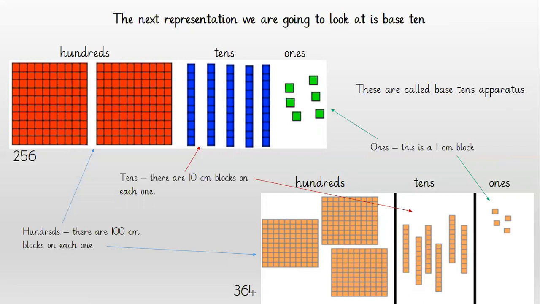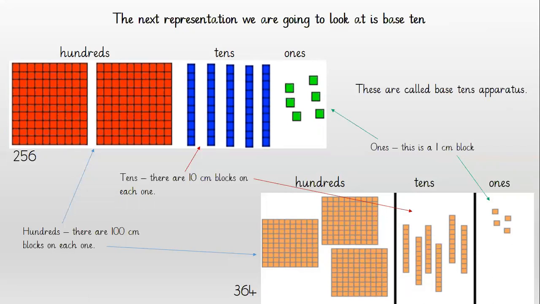And because they have 100 centimeter blocks on each one. The long ones are called tens, and they have 10 centimeter blocks on each one. And the little ones is 1 centimeter blocks, and we call those the ones.